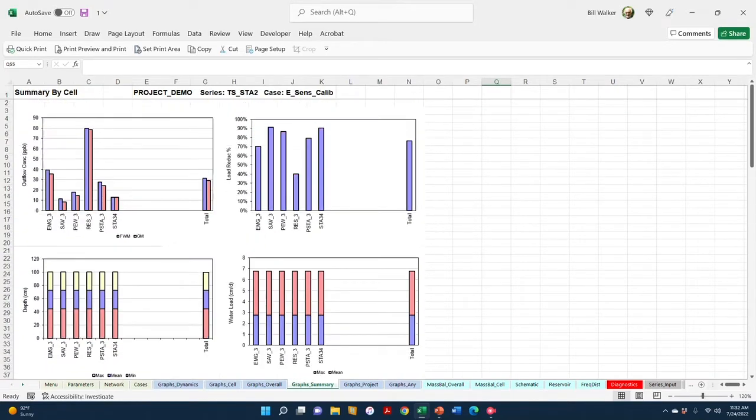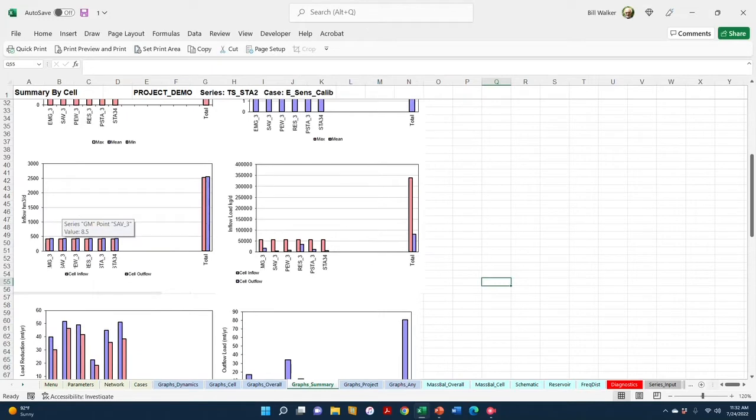So if we look at the summary of the output graphs, this shows the effect of the calibrations where SAV gives the lowest outflow concentration, followed by the pre-existing wetland. The reservoir doesn't remove much phosphorus at all, and STA 3.4 is sort of intermediate because it's a hybrid calibration that reflects both emergent and SAV cells.